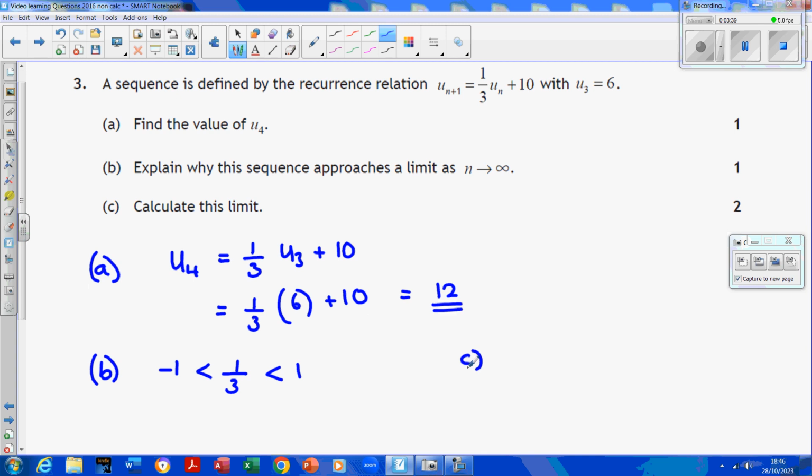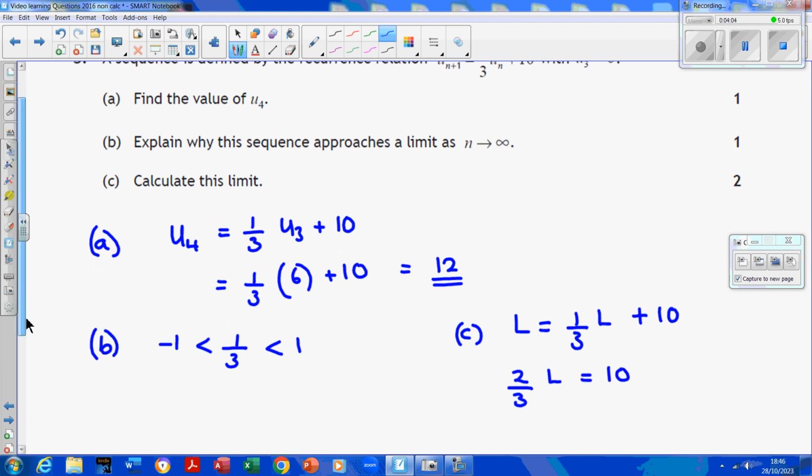So for part C, we're going to change un plus 1 into L. So L is equal to 1/3 of L, because all those terms become the same as you approach a limit. And we've got a plus 10. Right, wee bit of fraction work. 1, take away a third. So 1 is 3/3, take away 1/3 is 2/3. So 2/3 of L is equal to 10.